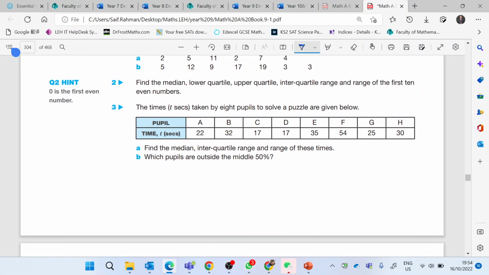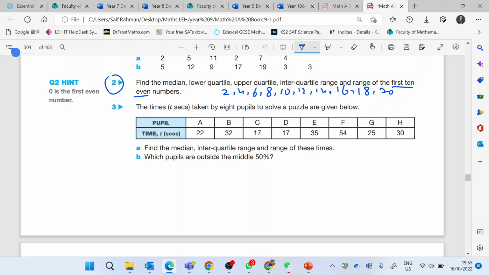So here in this question number 2, it says first 10 even numbers. So the first even number is 2, 4, 6, 8, 10, 12, 14, 16, 18 and 20. So these are the first 10 even numbers, and in this we have to find all the quartiles.